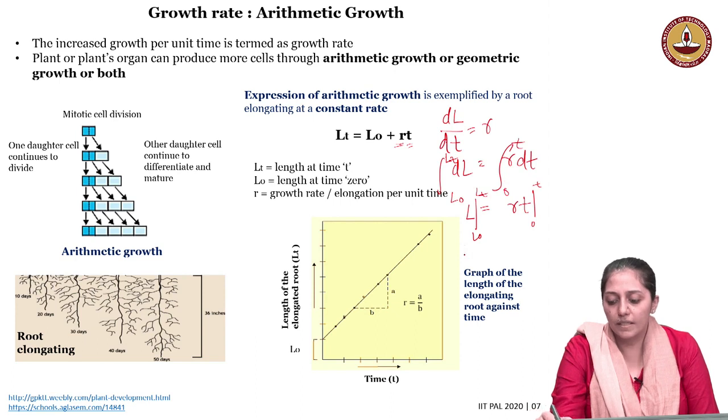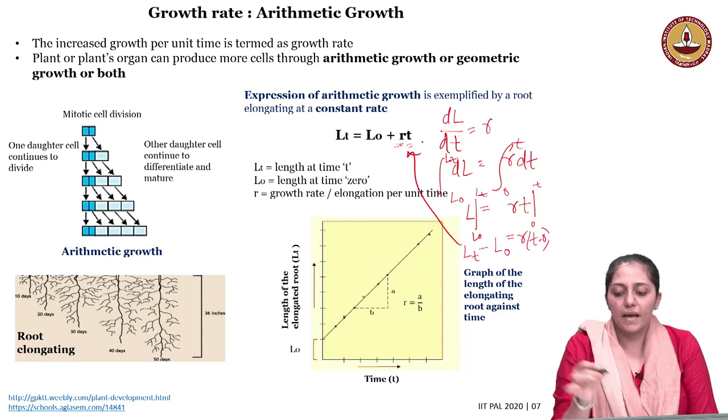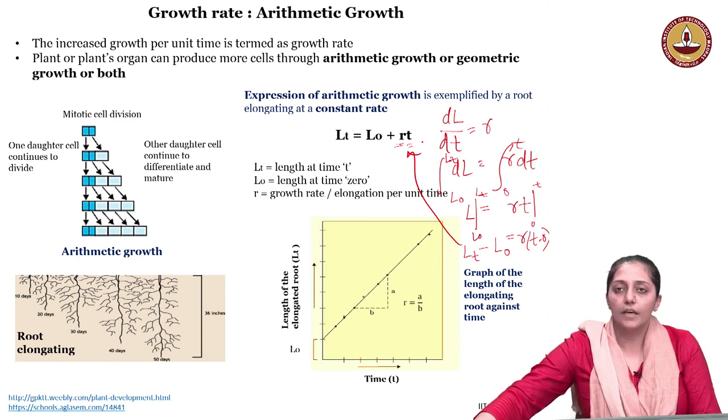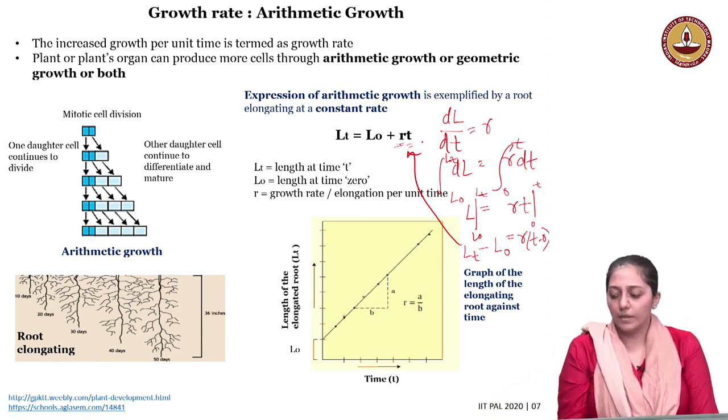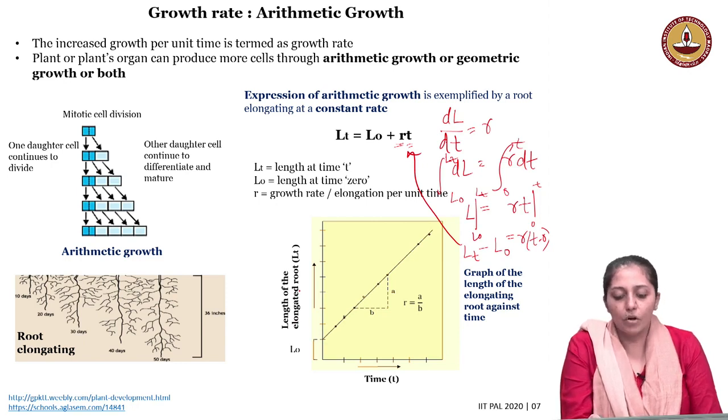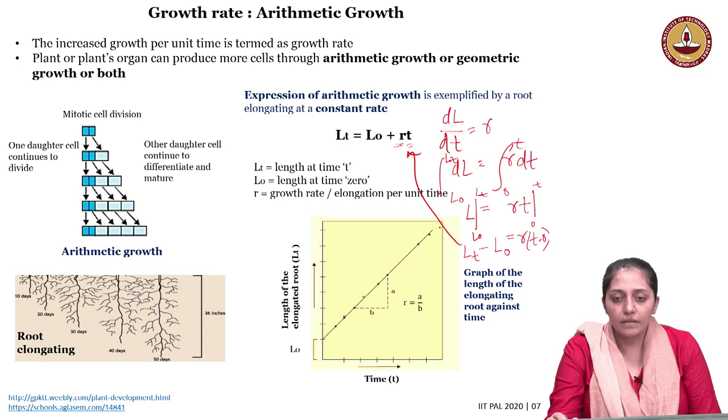So, if you put the limits, it will become L t minus L naught is equal to R times t minus 0, which is the same as given here. Now, this is a linear equation. So, if you make a plot, as shown here in the yellow color, of the length of the elongated root, which is L t, versus time, then it will be an inclined straight line with a y-intercept of L naught. I hope this is understood.